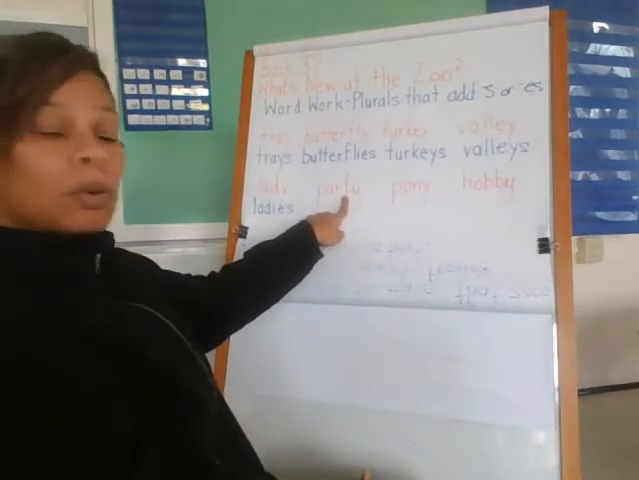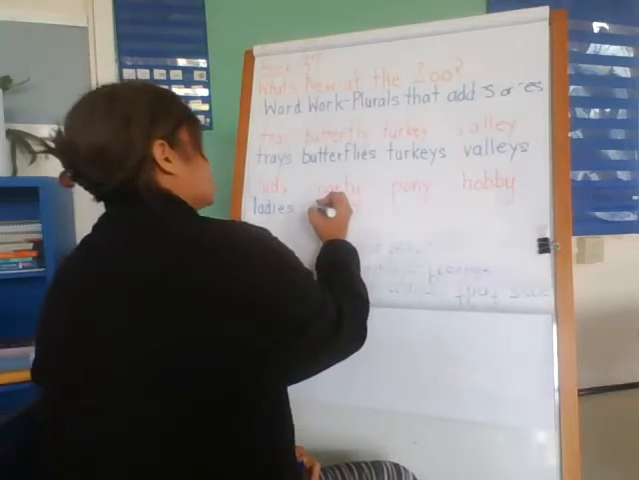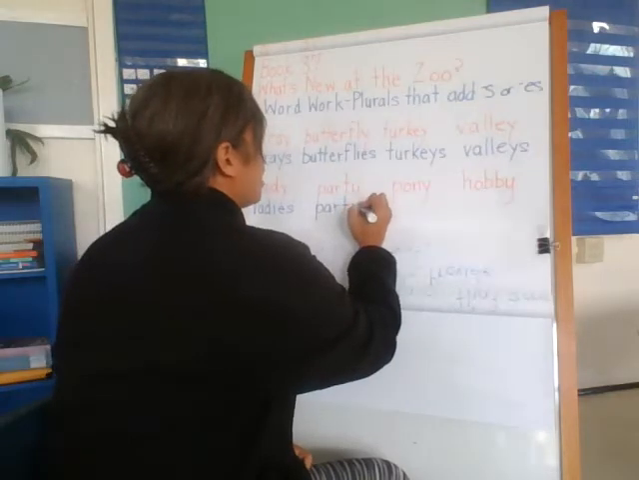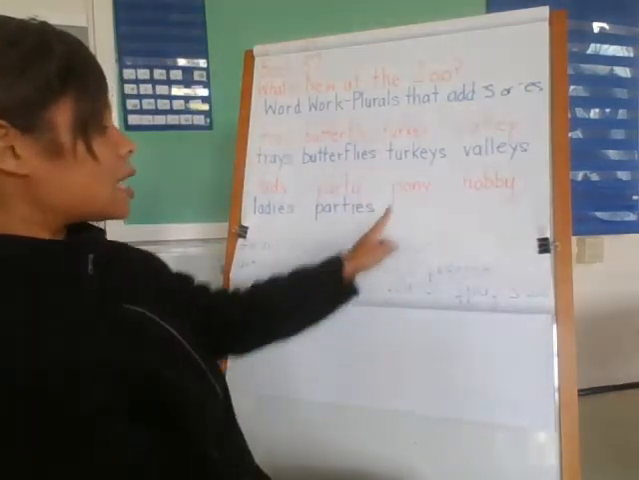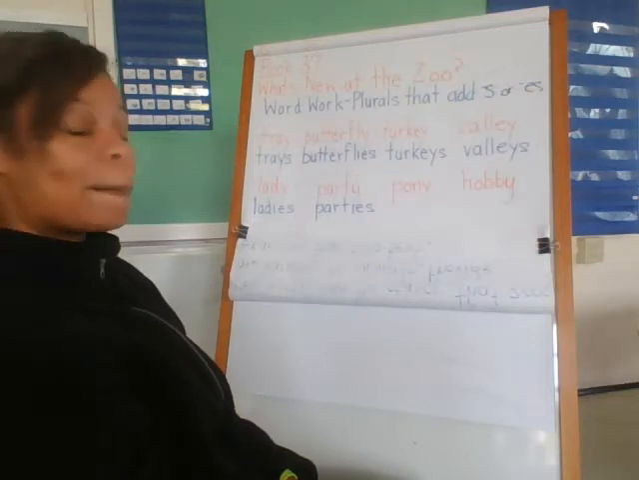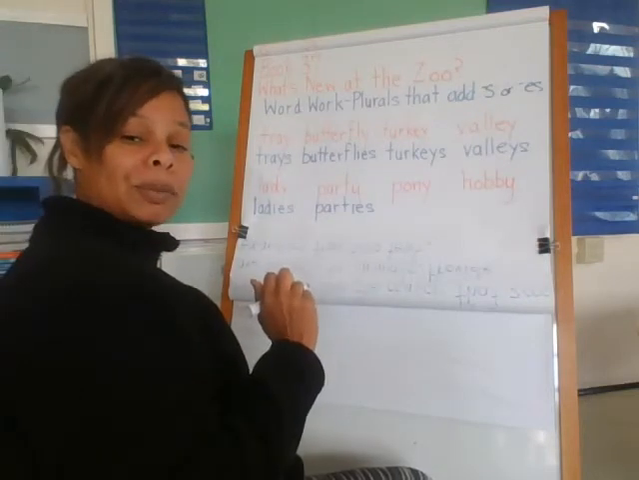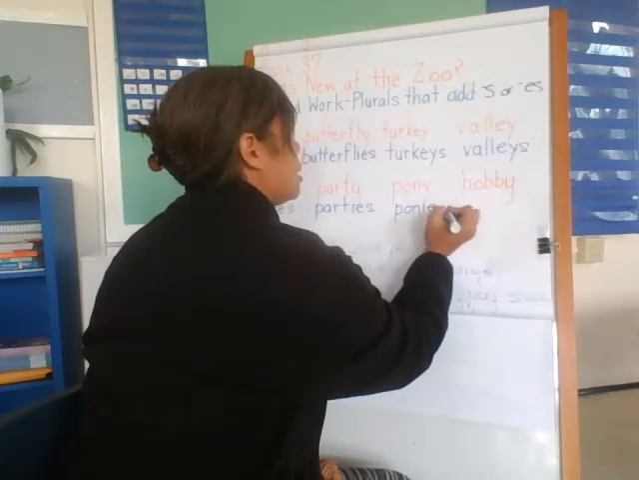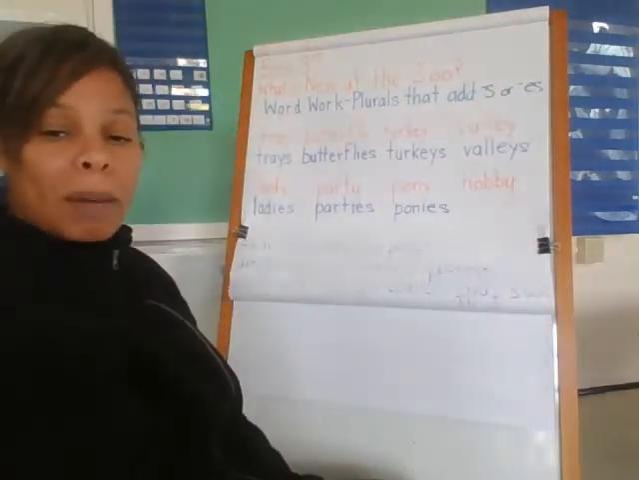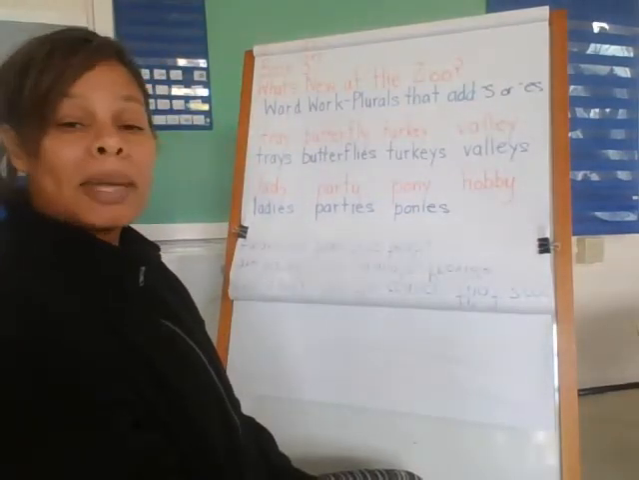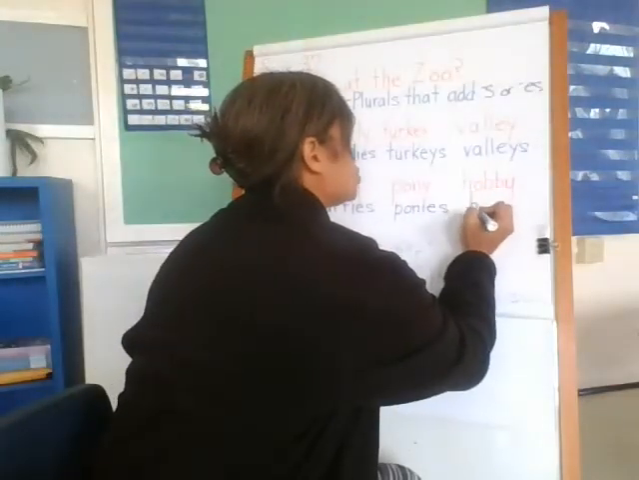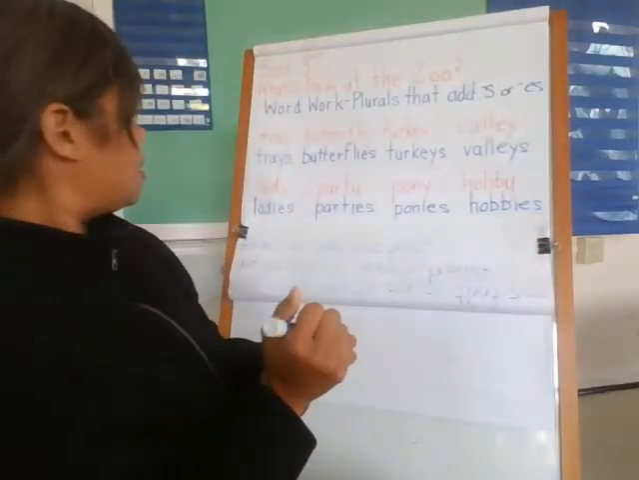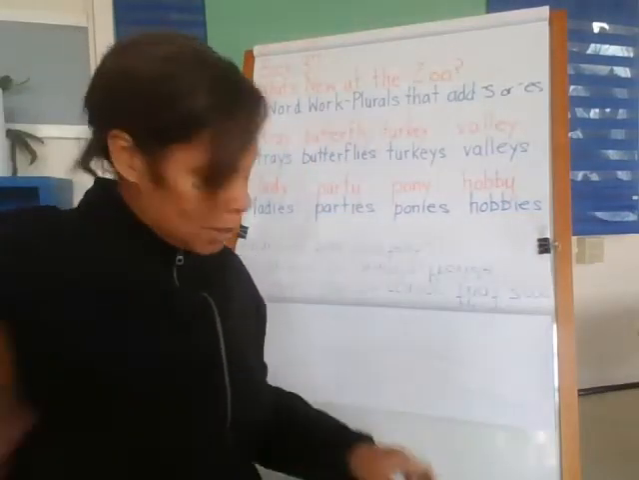So party would be PARTIES. Next we have the word pony. We want to make it ponies. You want to spell it before I do? P-O-N-I-E-S. And last, we have one hobby, an activity that we enjoy doing. We're going to make it hobbies. H-O-B-B-I-E-S. Okay. So I hope that made a little bit of sense.